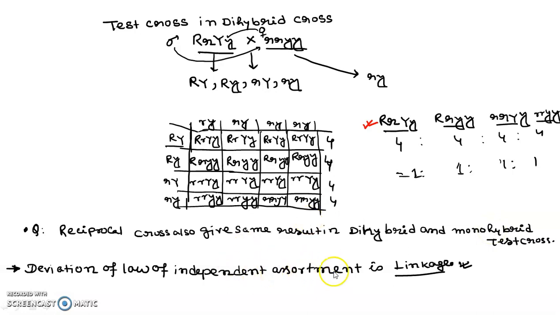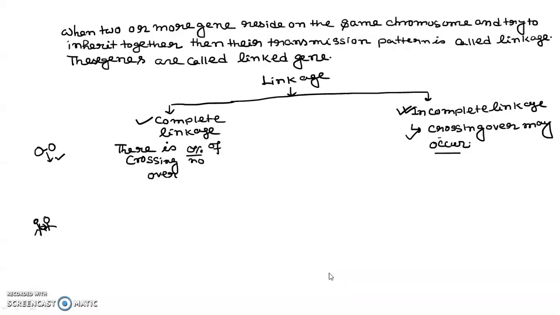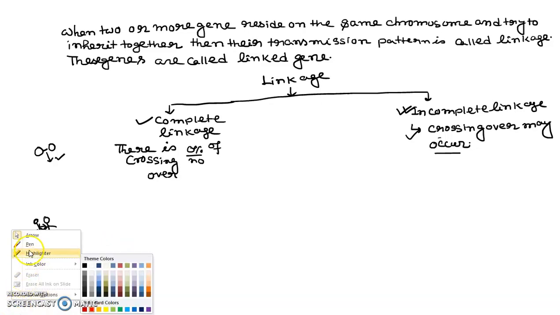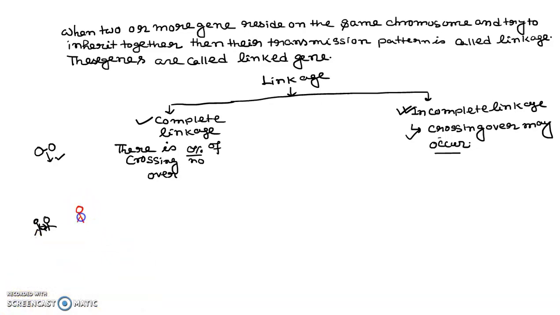Deviation of the law of independent assortment is linkage. We know that when two genes reside on the same chromosome and tend to be inherited together, their transmission pattern is called linkage. Linkage means, suppose there are two friends who go everywhere together, they are linked together. So when two genes reside on the same chromosome and try to inherit together, their transmission pattern is called linkage, and these genes are called linked genes.